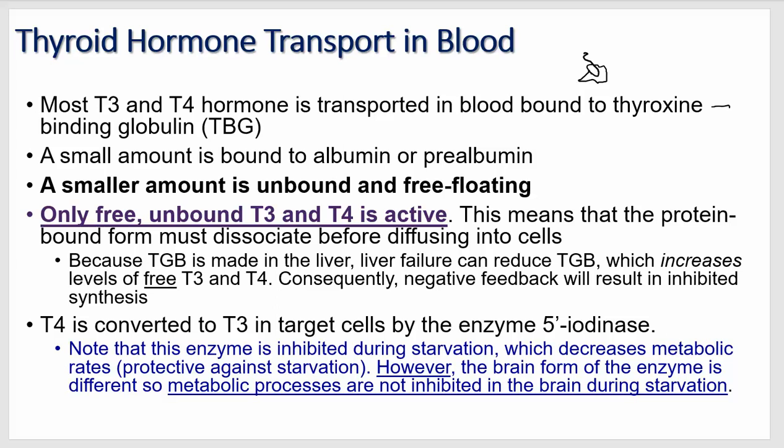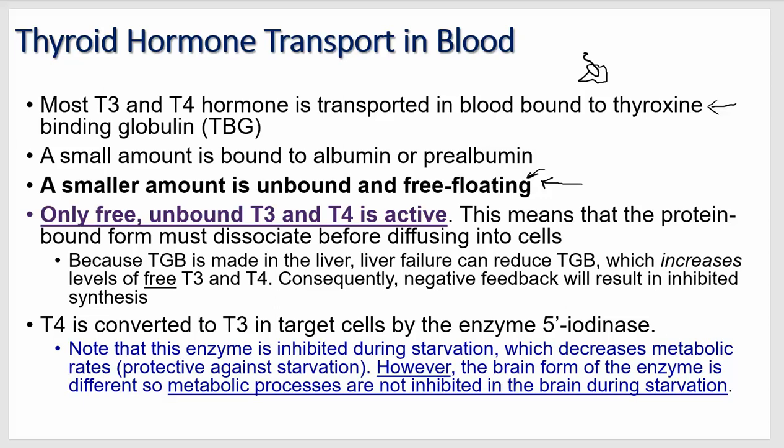So here I am saying that most of it is bound to this thyroxine binding globulin, and a very, very tiny amount is unbound and free floating, but I have this in bold type. And that's because, in even bolder type in purple, only free unbound T3 and T4 is active. So what does that mean? That means that the stuff that's bound to this thyroxine binding globulin, the TBG, is not released. That's not going to go into cells and activate these cells.